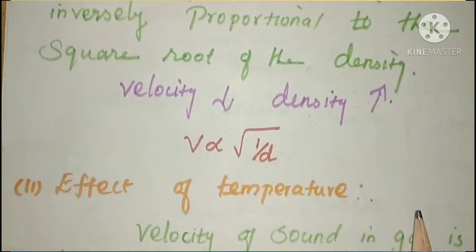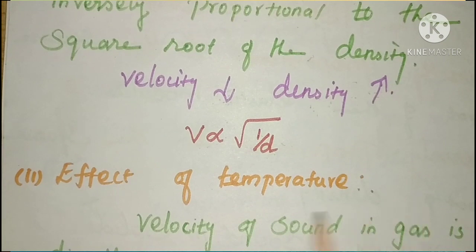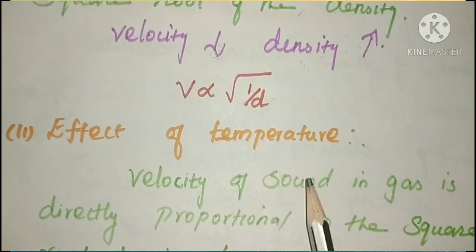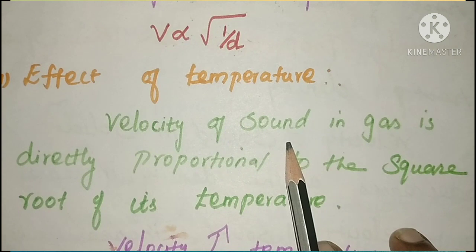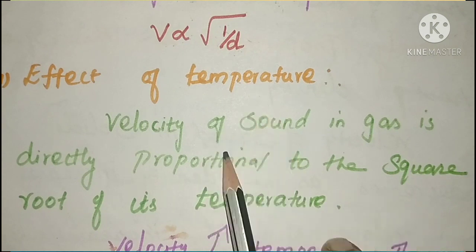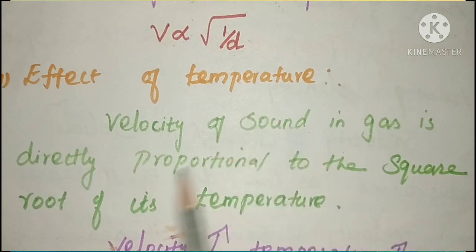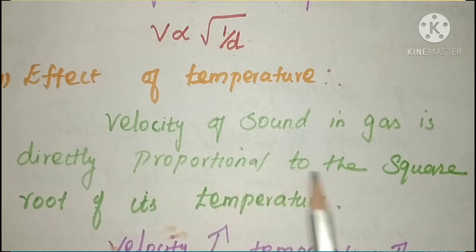Then the second one, the effect of temperature. The second factor that affects the velocity is temperature. Based on the temperature of the medium, it will affect the velocity of sound. Here it is just the opposite of density. The velocity of sound in a gas is directly proportional to what? The square root of temperature. What does that mean?